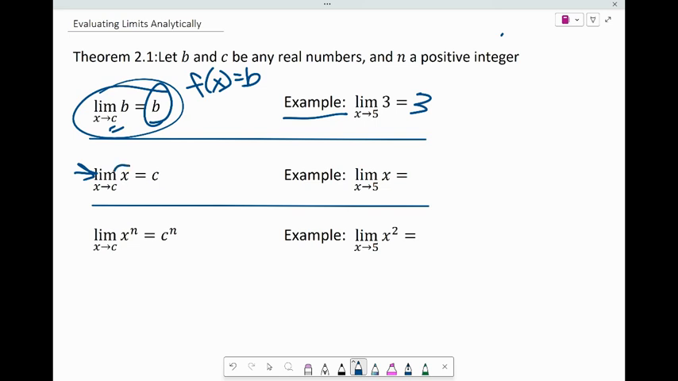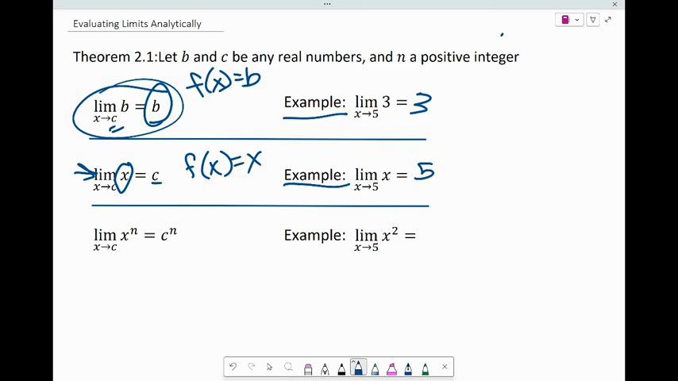We're talking about the function x. As x approaches c, we would expect x to approach c. This is the identity function. We're thinking about here the function f of x equals x. You put 3 in, you get 3 out. You put 2 in, you get 2 out. You put 5 in, you get 5 out. So the limit as x approaches 2 or 3 or 5 is just going to be that same value. So if we look at our next example, the limit as x approaches 5 of x, we would expect the answer to be 5. Okay.